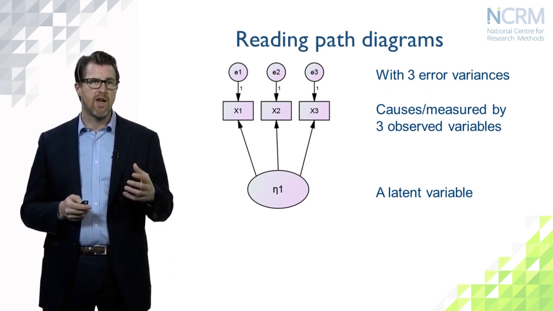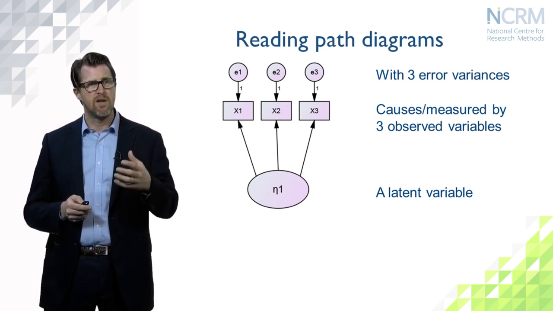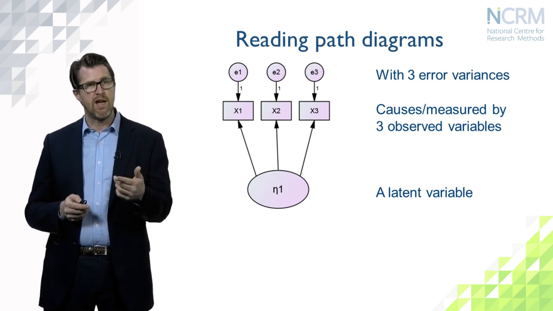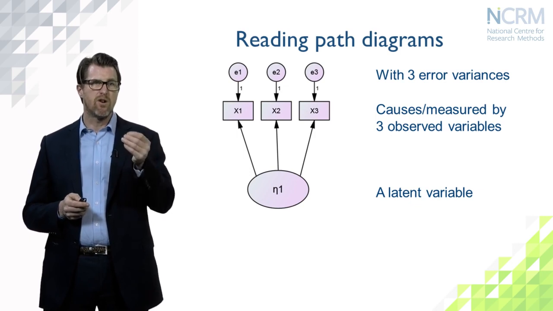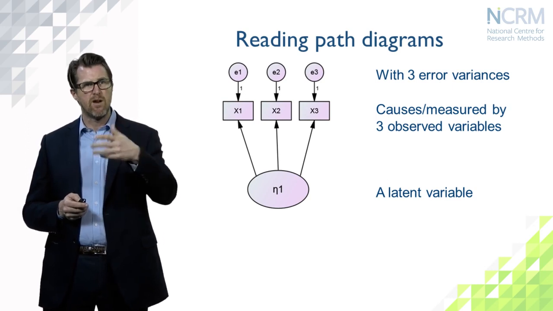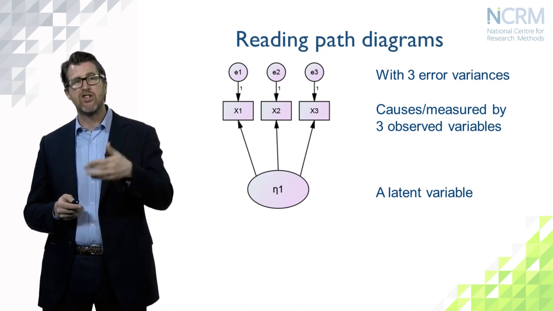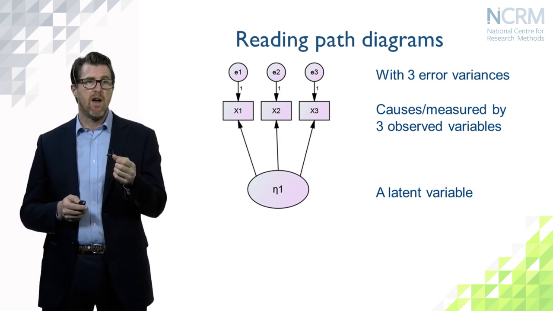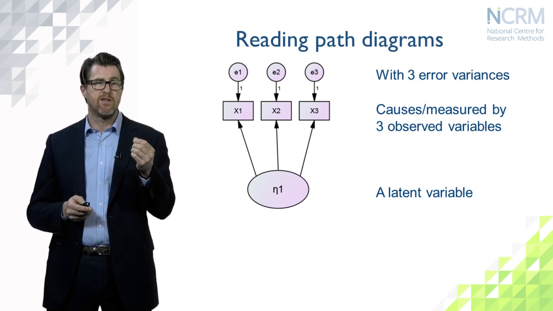Here we're just looking at measurement models. These are confirmatory factor models, and we have here eta 1, which is a latent variable shown as an ellipse. Eta 1 is shown to cause three observed variables, x1 to x3. We can also think of that as eta 1, the latent variable, being measured by the observed variables x1 to x3. Then at the top of the diagram, we have three error variances, E1 to E3.